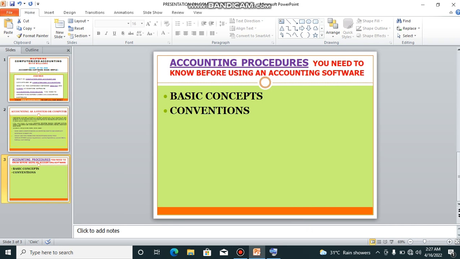Now, what are these procedures or these concepts? First and foremost, let me say this, that the prime motive for doing a business is to earn profit. Now, to know the profit earned or loss incurred in a particular period, it is necessary to record the financial transactions for the same period. Now, financial accounting is what you are doing here.